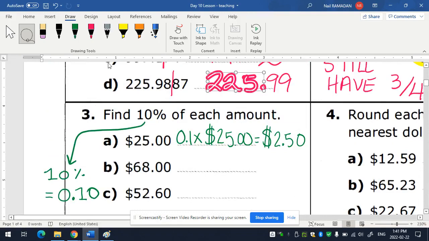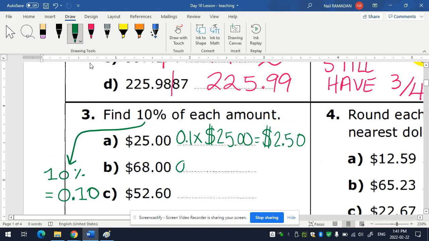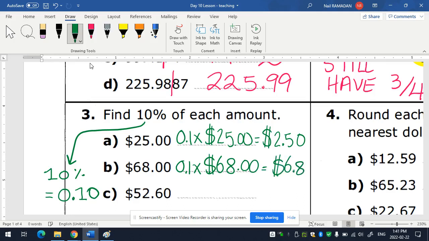Okay, next one. 0.1 times how much? $68. Well, if we move the decimal point one step to the left, we get $6.80. Same thing. 0.1 times $52.60. All right. If I move the decimal point, I will get $5.26.